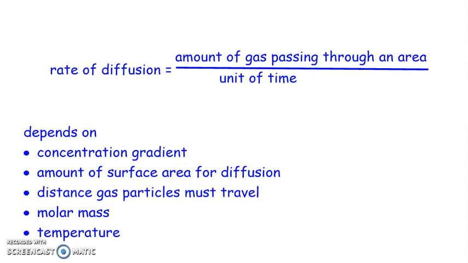The equation for rate of diffusion is the amount of gas passing through an area divided by unit of time. And we can use the same equation for the rate of effusion as well. The rate of diffusion is going to depend on the concentration gradient, the amount of surface area for diffusion to take place, the distance gas particles must travel, the molar mass, and the temperature.